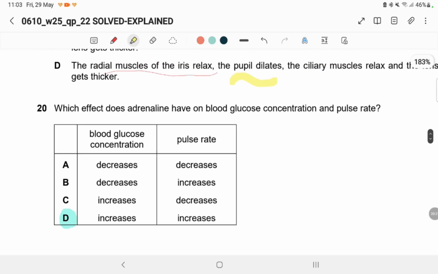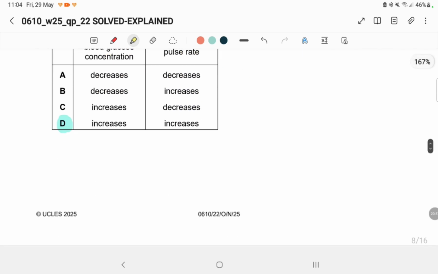It's telling you here, which effect does adrenaline have on blood glucose concentration and pulse rate? Basically, adrenaline will be released to increase your heart rate and to increase your blood glucose concentration, to increase respiration, so that you will have more ATP produced by respiration. So here the answer for 20 will be D. The pulse rate will increase so that the blood glucose can reach every part of the body for you to carry out respiration, releasing energy.